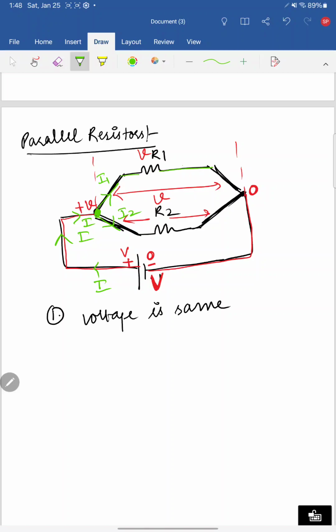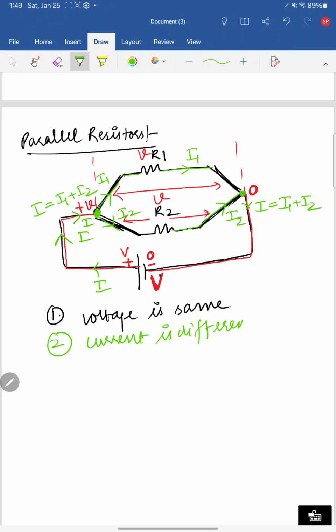From here, I1 current is going to flow. From here, I2 current is going to flow. And again, at this junction or after this junction, it becomes I. So what is the value of I current? I1 plus I2. Here also, before it is bifurcating, this is I1 plus I2. So here we can conclude that voltage is the same, but the current is different, right?